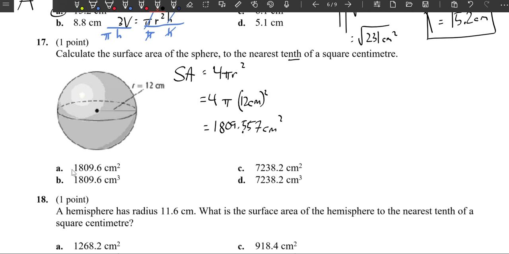If I look at my choices here, I've got either square centimeters or cubic centimeters with the same value. So I just need to make sure, first off, I'm talking about area, so it's got to be square centimeters. Second, the other way to check, I did centimeters times centimeters, which is square centimeters. So still, that agrees. A is the right choice.